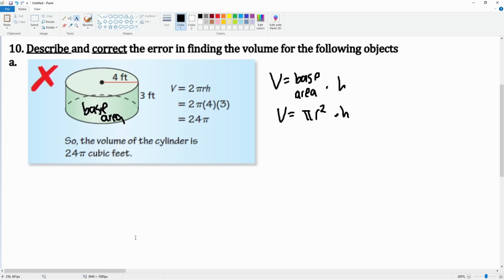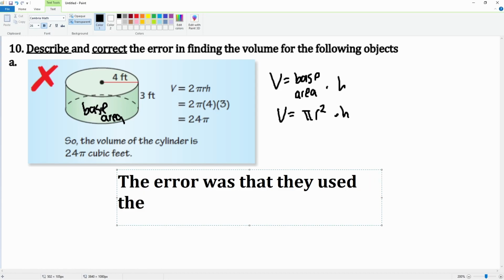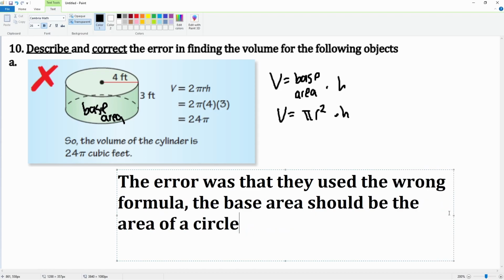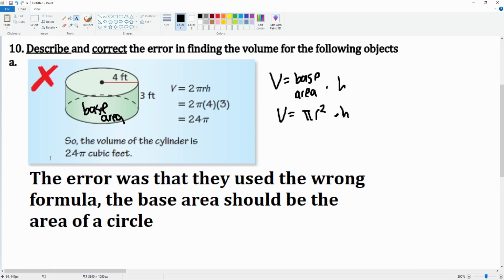Okay, so the error was that they used the circumference formula. They used the wrong formula. The base area should be the area of a circle, right? That is because, again, it's called base area, so you find the area, and the area of a circle is pi r squared. Okay, so that was the mistake.